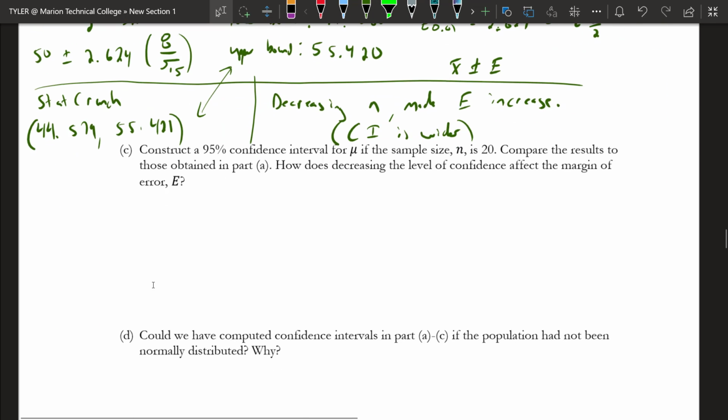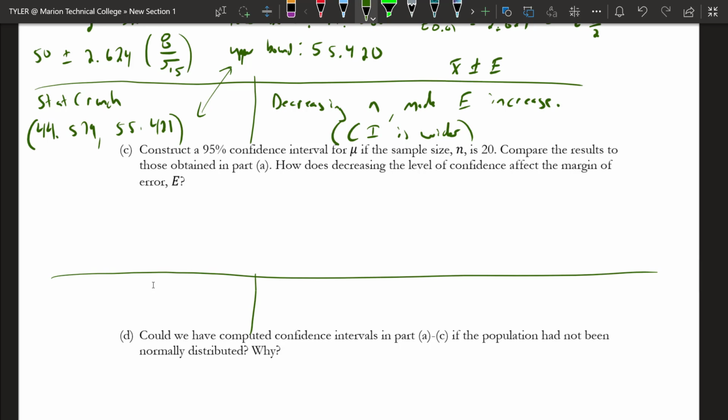So then in part C, we want to construct a 95% confidence interval for mu if the sample size n is 20. So basically we're repeating part A, but we're just changing from 98 to 95% confidence interval. Let me split up my page like I did in part B. So n is 20, which means my degrees of freedom is equal to n minus 1, which equals 20 minus 1, which is 19.